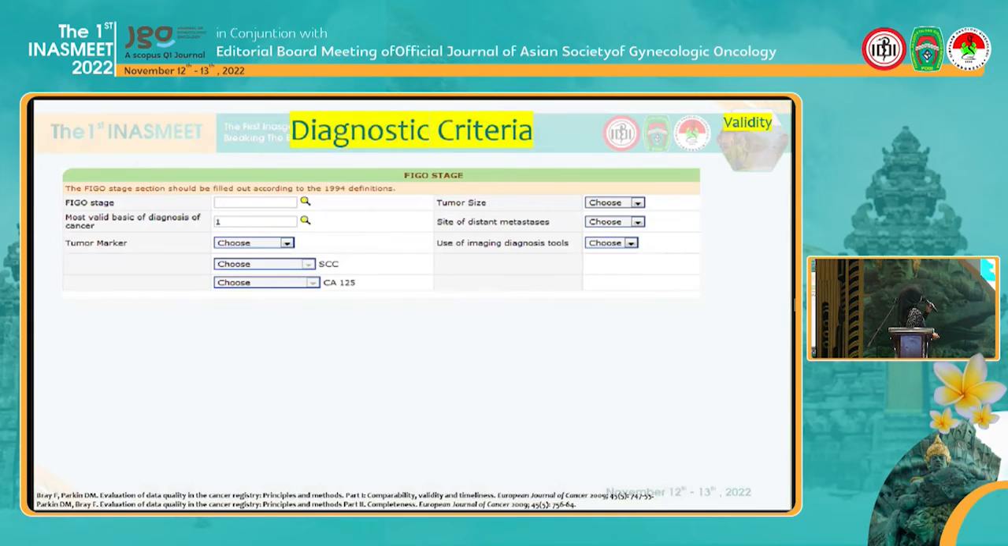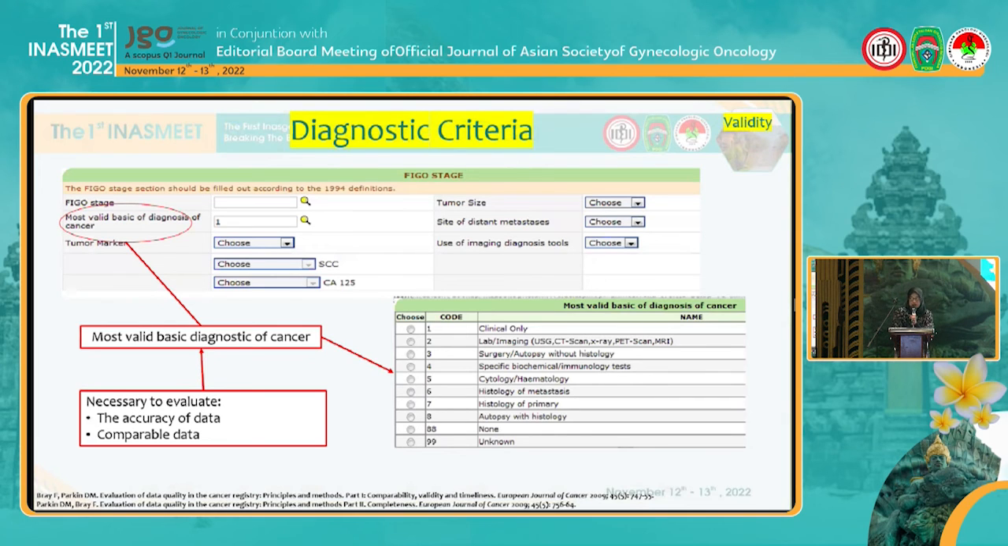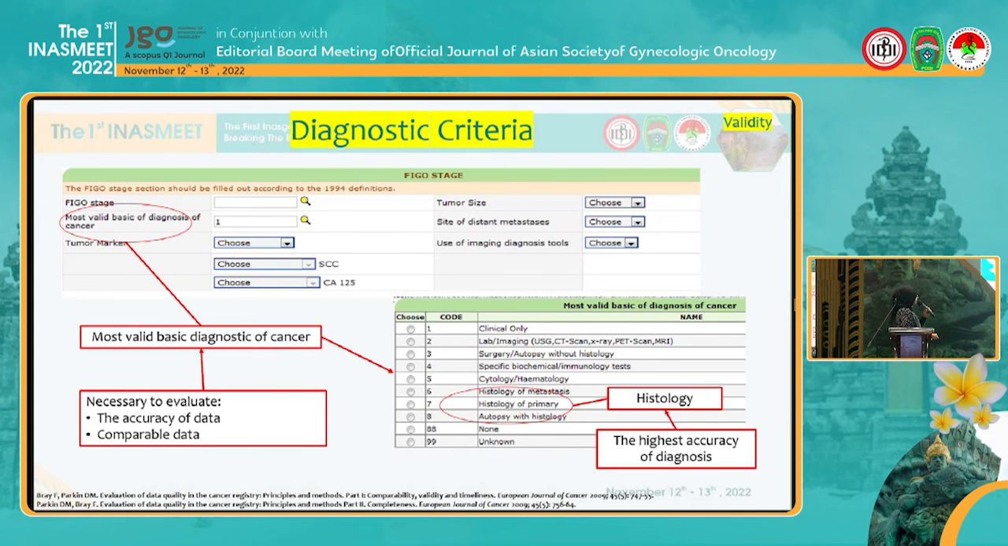And for the diagnostic criteria, we use the most valid basis of diagnosis of a cancer. We have a pull-down menu as well to make it easier to put in the item. So stage 1B will be the same in every center. Not only that, because an item sometimes 1B could be 1B1, 1B2, and 1B3, and we follow the changes of the staging according to the ICC, NCC, NCS, and the histology, the accuracy of the diagnosis.